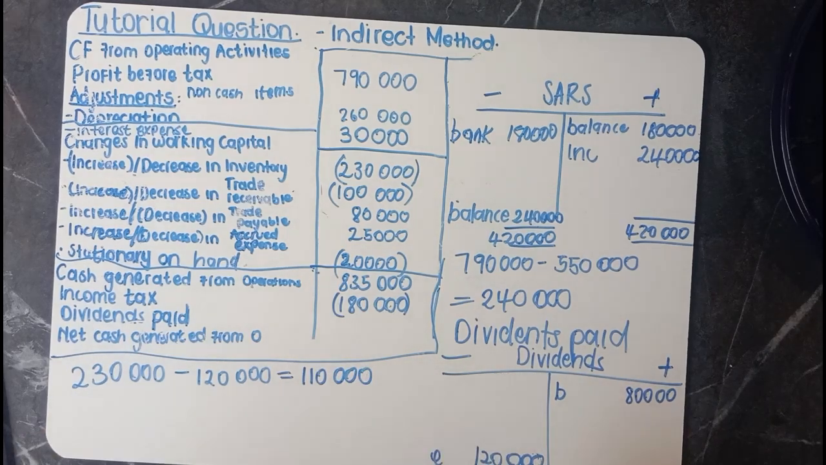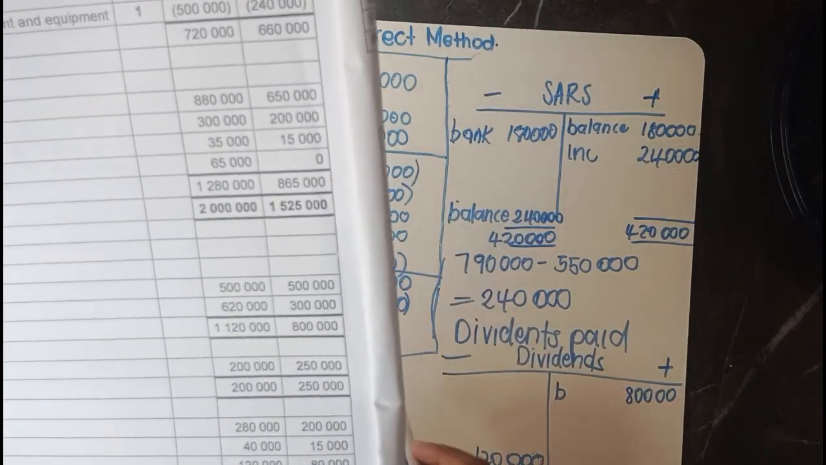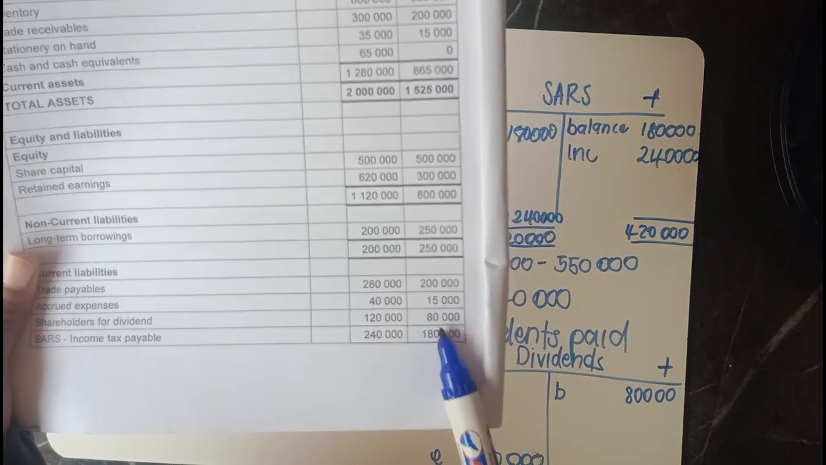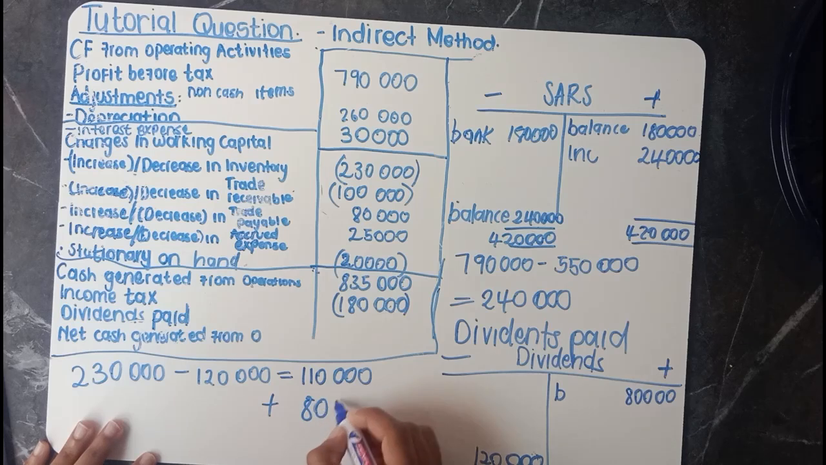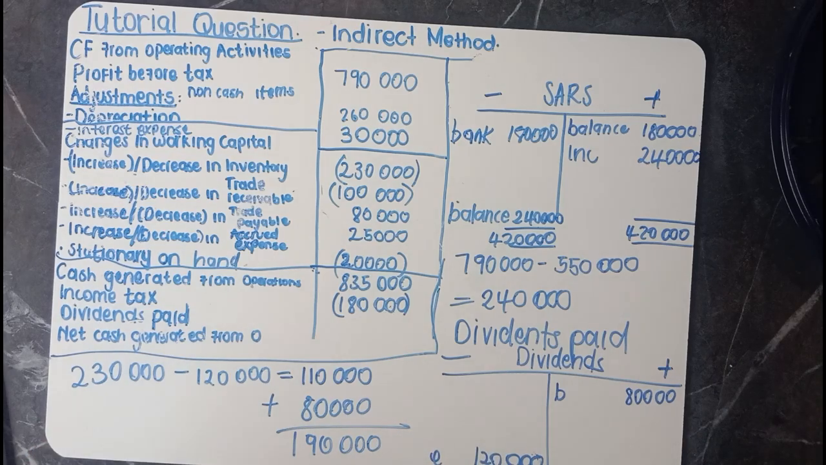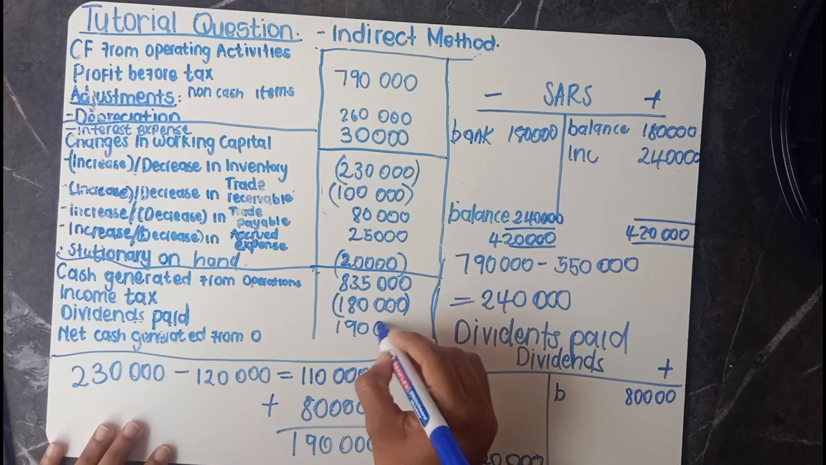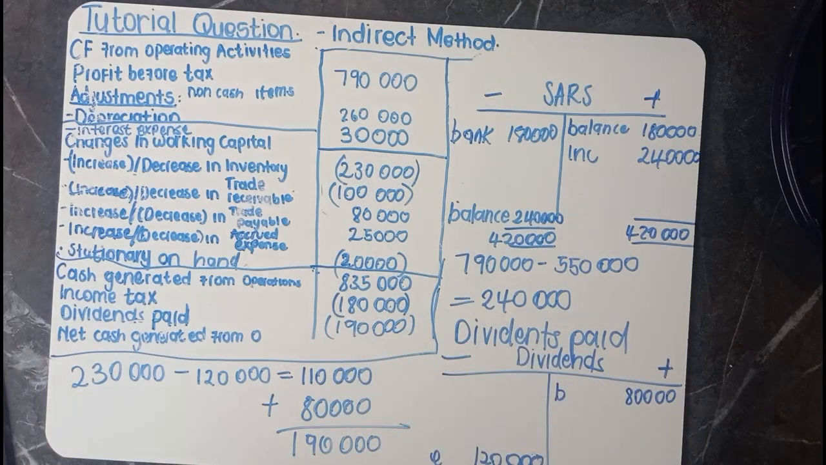So then you're going to take this. This is your interim of the year. Now we want the final. The final of last year will be 80,000 because we declared it last year. So you're going to say 110 plus 80,000, and how much are you going to be left with? 190,000. Meaning your dividends paid is 190,000, obviously in brackets.